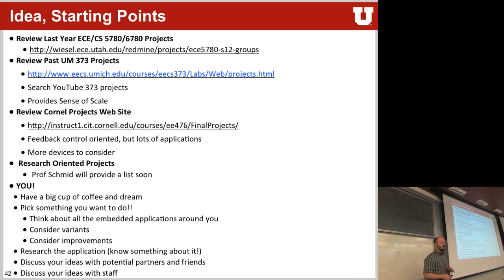A couple of ideas and starting points: last year's projects, you can find them at this link here. We have past years of University of Michigan 373, which this class is actually modeled after. Go and look at their projects. There are a lot of different ideas. Look at Cornell's embedded systems program as well. They are more control-oriented, but they might give you some good ideas. The link is over here. And as I said, I will give you some research ideas later on in a couple of weeks.